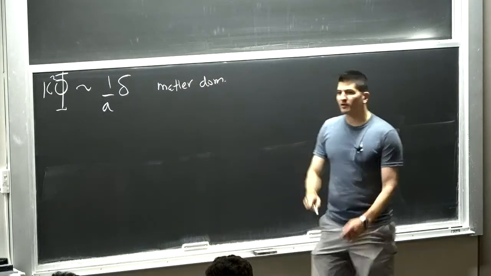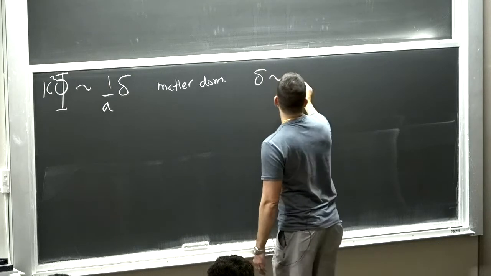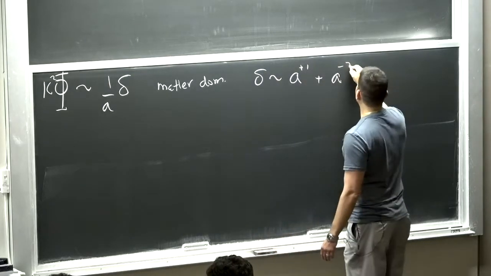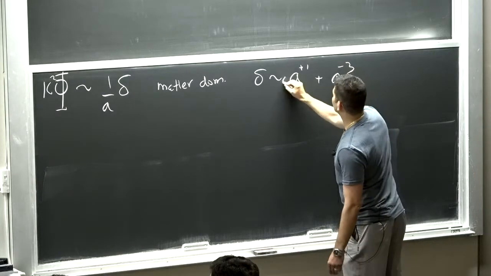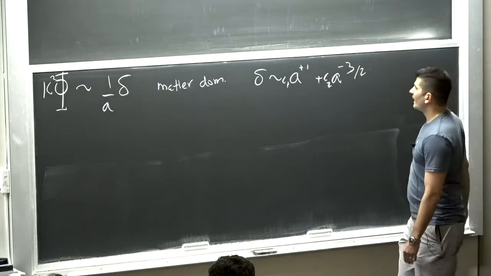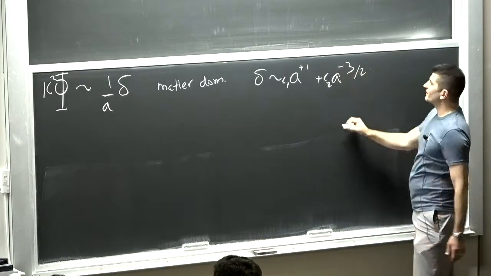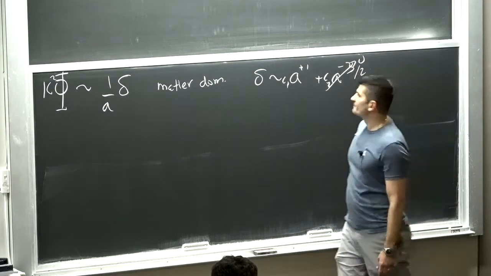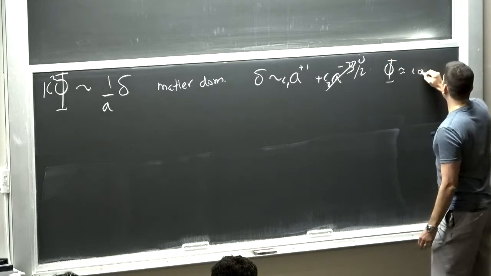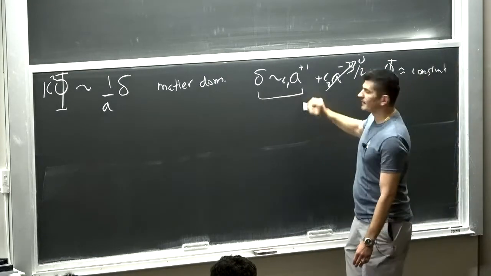Now, if you plug all those things back in and you solve this equation, you'll find that delta goes like a to the plus 1 plus a to the minus 3 halves, with some constants, c1, c2. And so as a grows, the universe gets bigger, we can ignore this term. And that tells us that phi is actually a constant, and the density is growing like the scale factor.